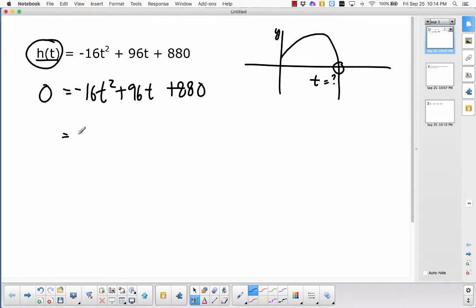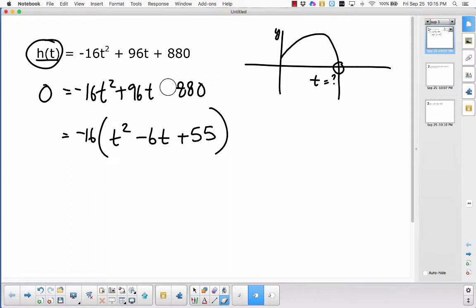So I'm going to factor out a negative 16. If I divide it out of here, I'll get t squared. Divide it out of that, it'll be negative 6t. And then out of there, it comes to 55. I don't know if that's going to help me at all. Oh, I made a mistake there. That one is a plus. But when I factor a negative out, that changes to a negative. There, now it'll work. Good.